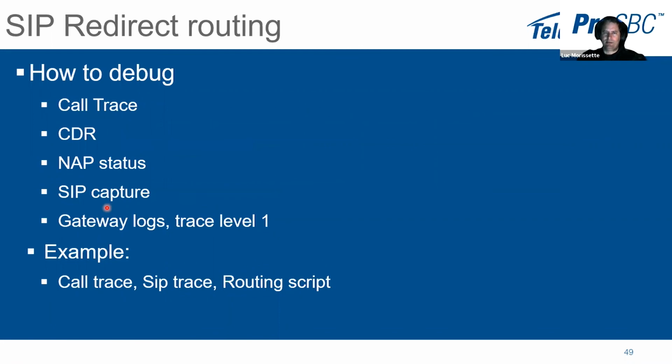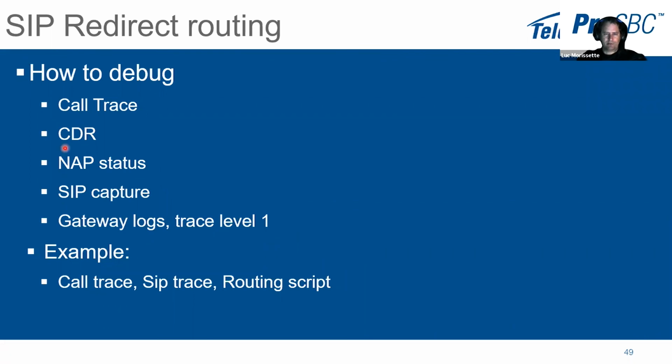And then to debug SIP redirect routing, it's very similar. I would start with the call trace, see if the call is being forwarded to the redirect server. You will see it here. You will see the answer, and you will also see the contact information in the call trace. So you will see which route was selected by the SIP redirect server, if this is how you use it.